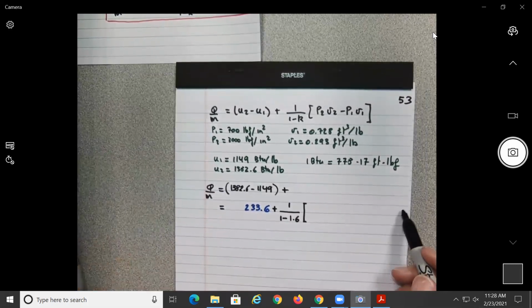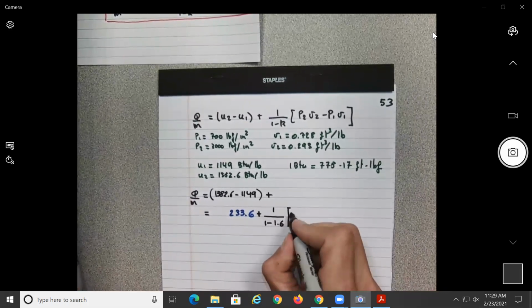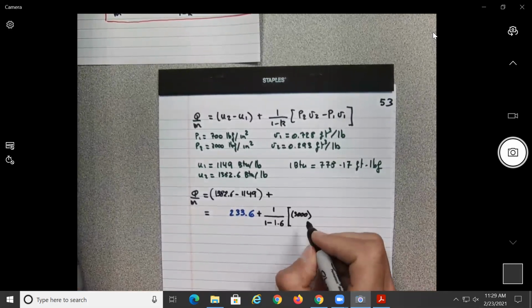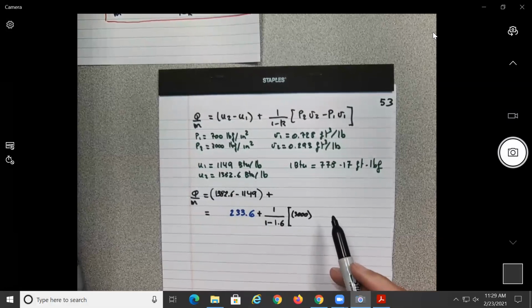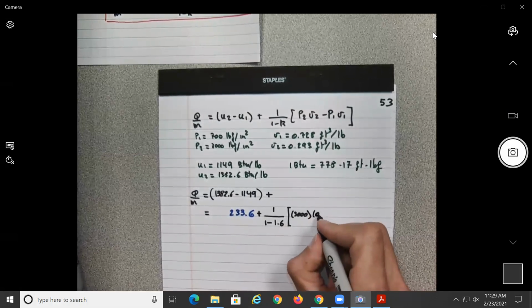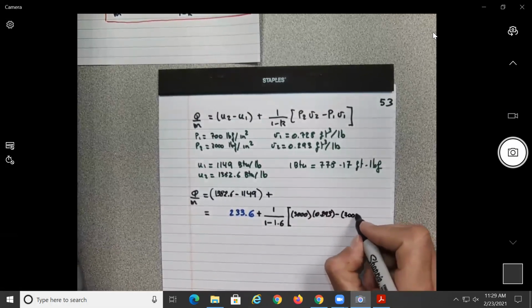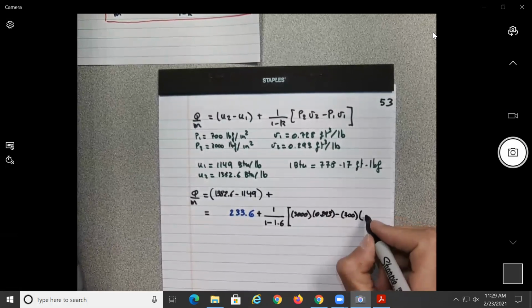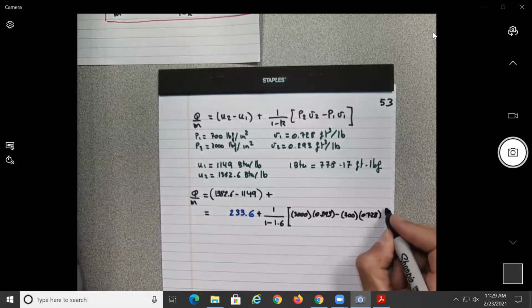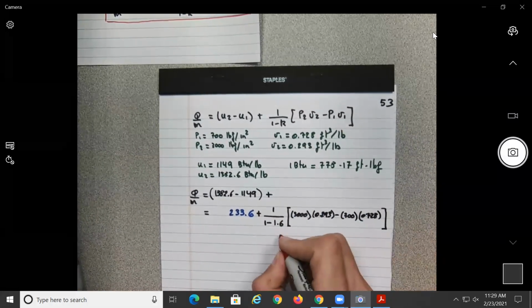I'm not going to have space. So guys, all right, so P2 is what? Is 3,000. But this is pound force per inch square. All right, so 3,000 times V2, which is 0.293, minus 700 times 0.728. All right, but here be careful, because what do we need to have with this one, with the second one?